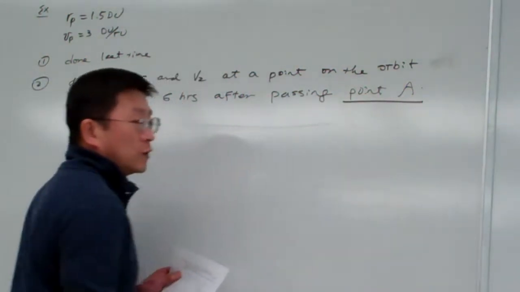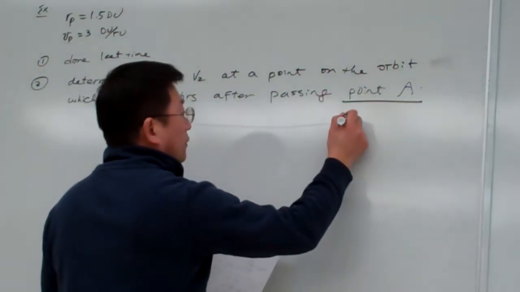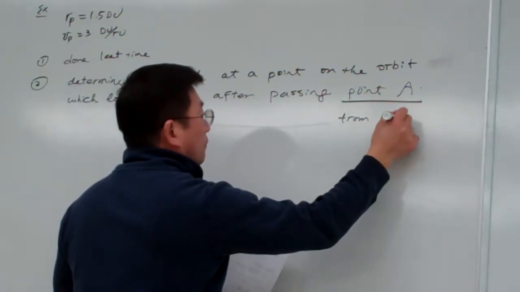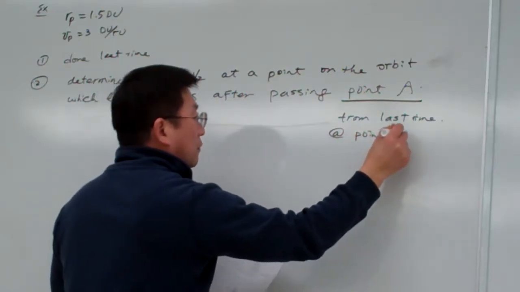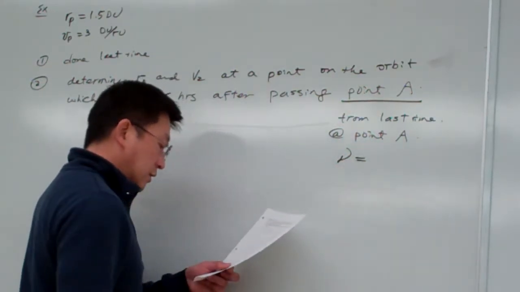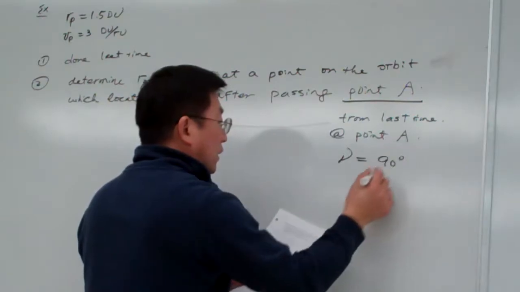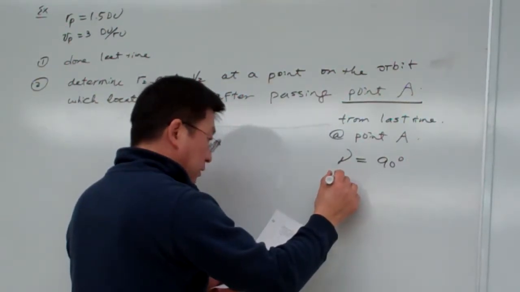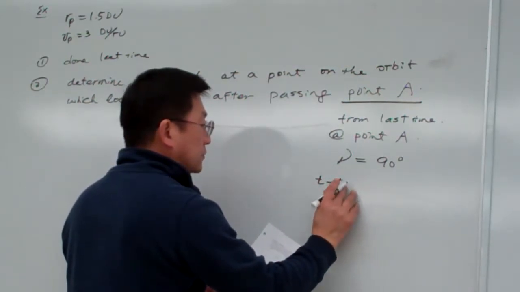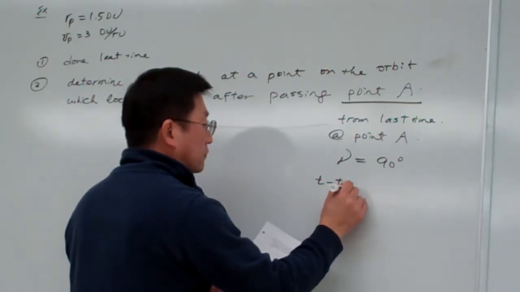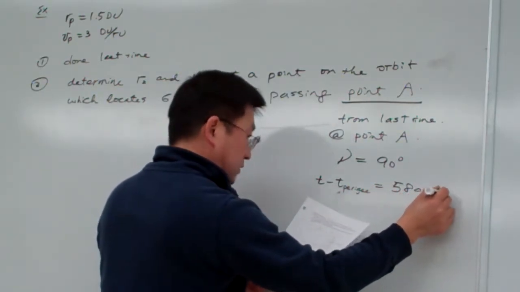The point A is what we did last time. From last time at point A, we have the corresponding true anomaly equal to 90 degrees, and the time of flight corresponding to there, the t minus the t perigee, equal to 5801.6 seconds.